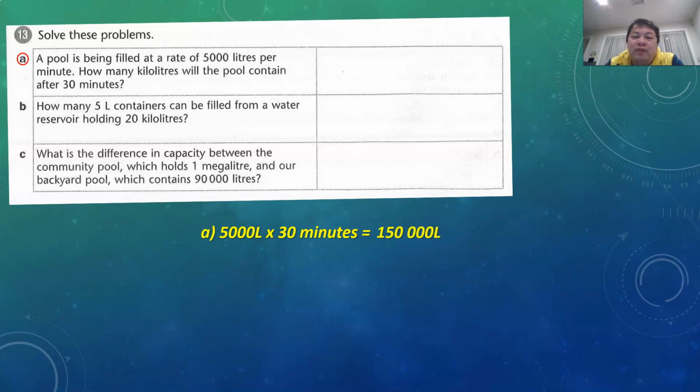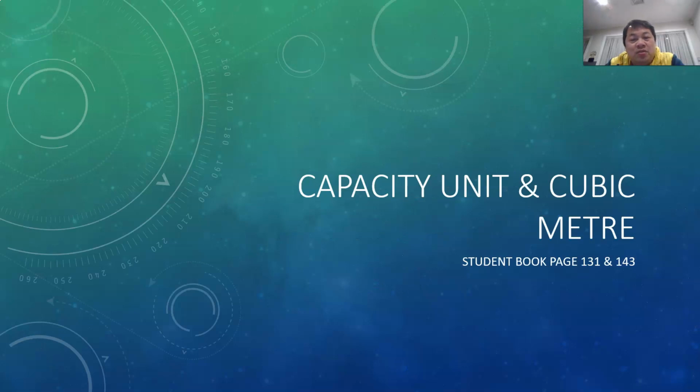You get 150,000 liters. Then we want to convert into kiloliters. So we know that liters and kiloliters are related by 1,000. That's why you divide by 1,000. You actually get 150 kiloliters of water in the pool, right? Okay. So next part, also very interesting.